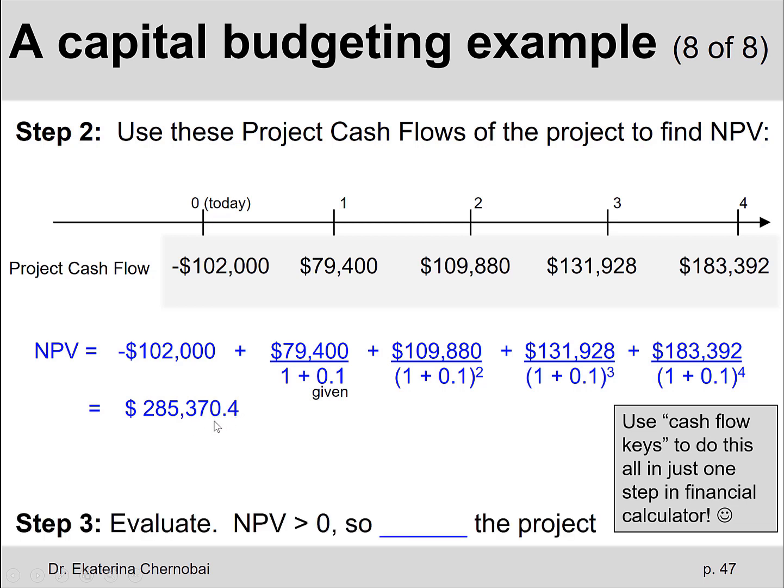$285,370.40. Now, last step, evaluate. Because the net present value is above $0, the project should be accepted. It's a good project. What we get back in the future, over the next 4 years, years 1, 2, 3, and 4, is greater than the $102,000 that would be invested today. So the money that would go in is less than the money that would come back to us, which makes it a great project.